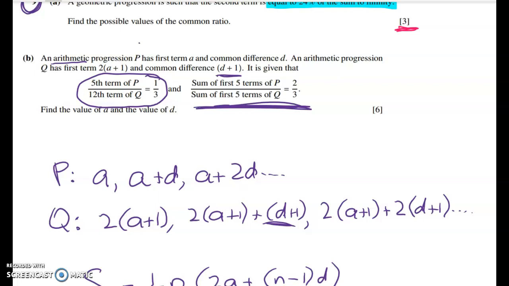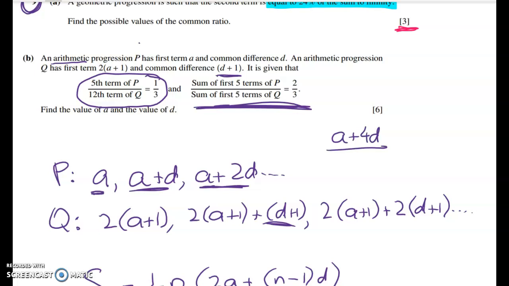And you know that we've got to work out A and D, so we're going to end up with 2 simultaneous equations to solve. Right, so what's the 5th term of P? Well, the 5th term of P will be, so we've got A plus D, A plus 2D. So it's going to be A plus 4D, right?